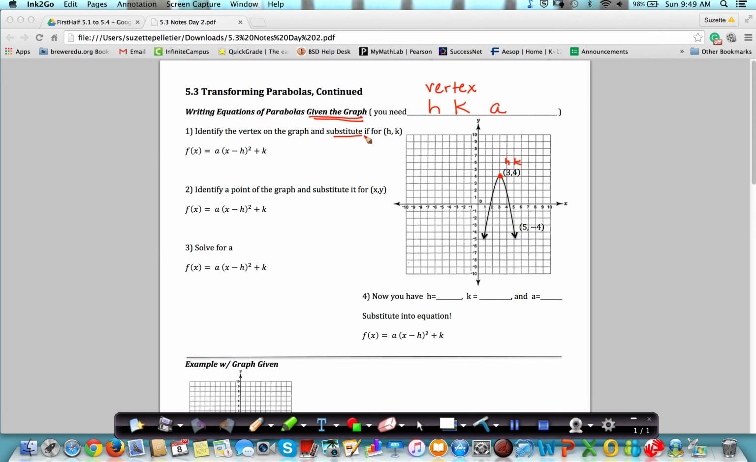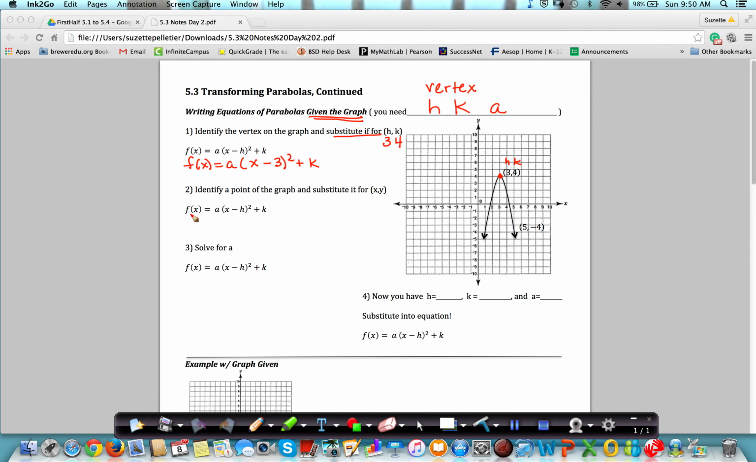And so then it says substitute it. So I'm going to put 3 in for h, 4 in for k. So now my equation is going to say f of x equals a times x minus h, which is 3, squared, plus k, which is 4. Just remember that when you're plugging in h right here, if it's negative, you need to be careful, you're subtracting a negative, so you're going to need to worry about your sign there when you're plugging in a negative.